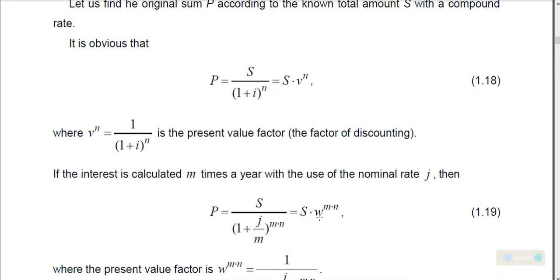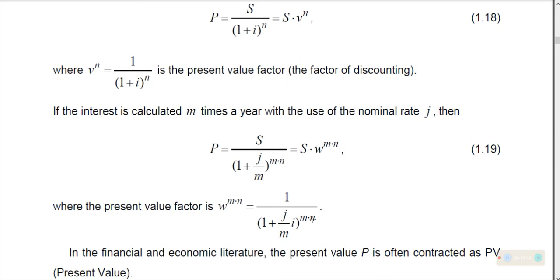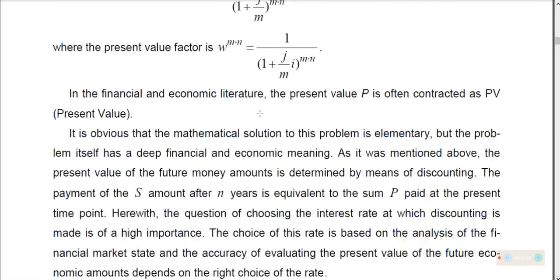Ano naman si W? Ito naman siya, si 1 plus J over M raised to the power of M times N. So in the financial and economic literature, the present value P is often contracted as PV or the present value. So it is obvious that the mathematical solution to this problem is elementary, but the problem itself has a deep financial and economic meaning.